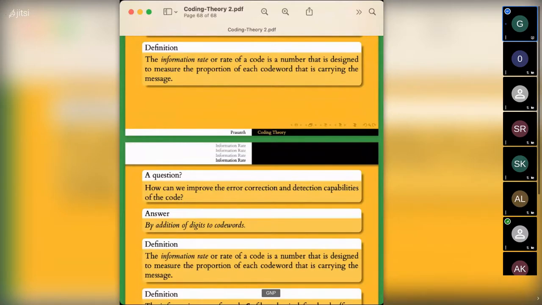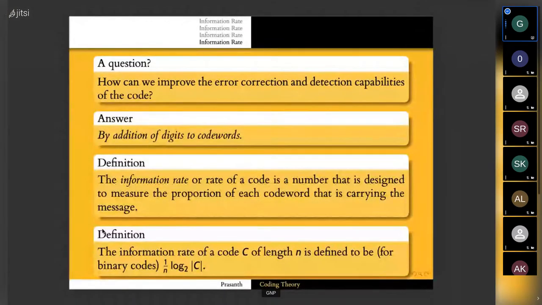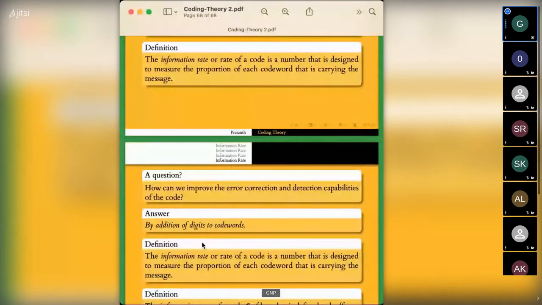So this is the definition of the information rate of a code C of length n. We are discussing this with binary codes. It is 1 by n into log mod C to the base 2. This is the information rate of a code C of length n. So this is the thing that we wanted to study there.